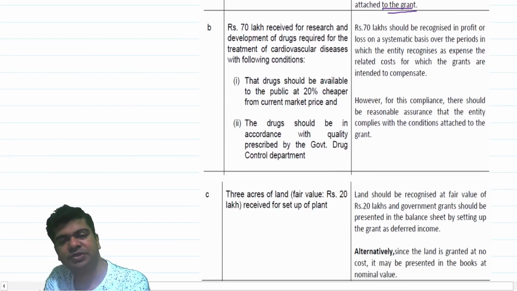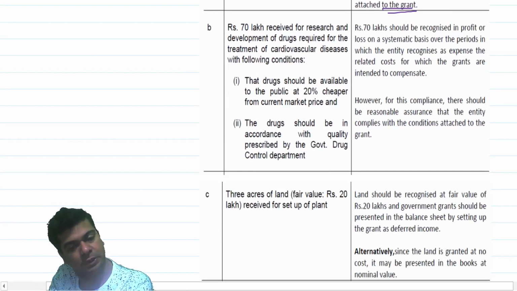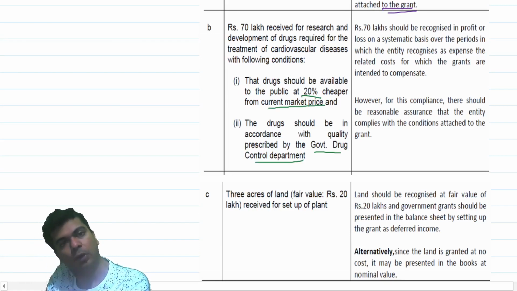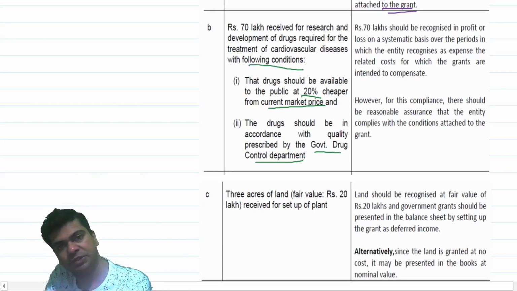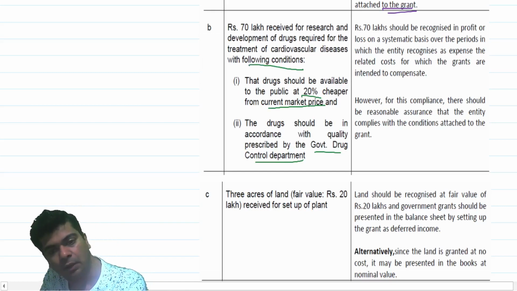Rupees 70 lakhs received for research and development of drugs required for the treatment of cardiovascular diseases with the following conditions. Drugs should be available to the public at 20% cheaper than the current market price, and the drug should be in accordance with the quality prescribed by the government drug control department. Conditions are attached, right? They are making it very clear. You are getting 70 lakhs with the following conditions. That means I cannot credit the entire 70 lakhs to my P&L.